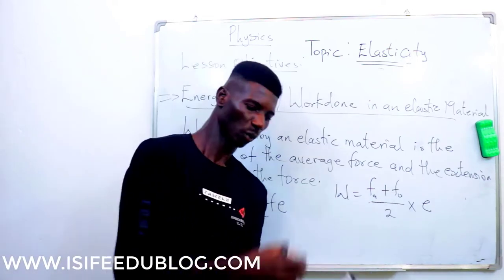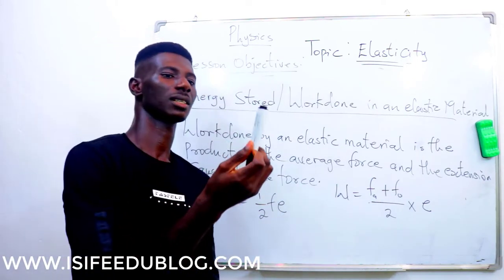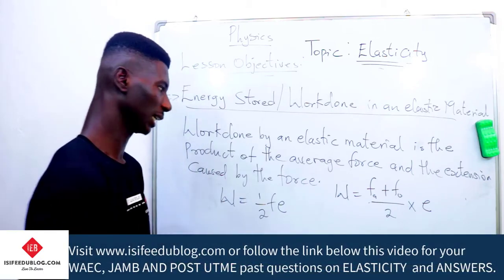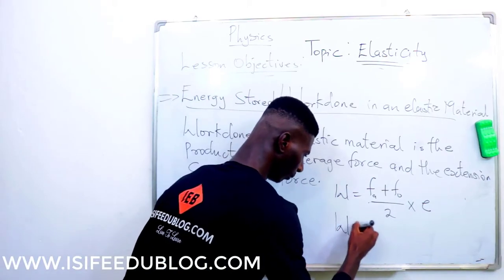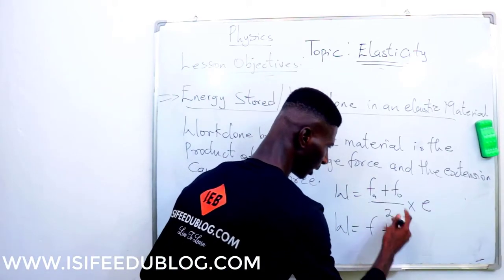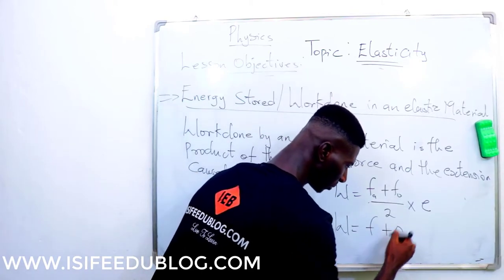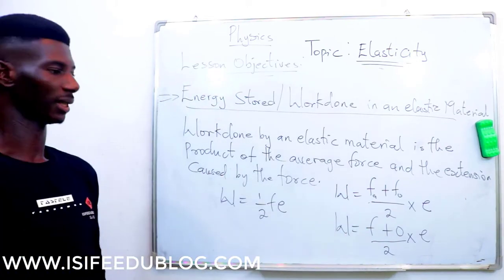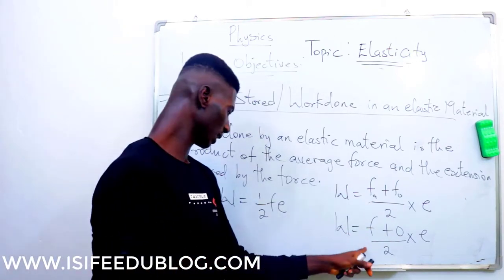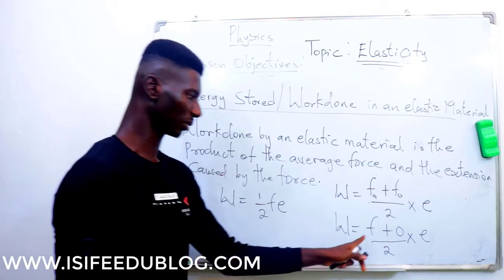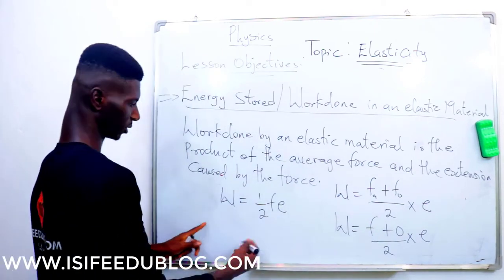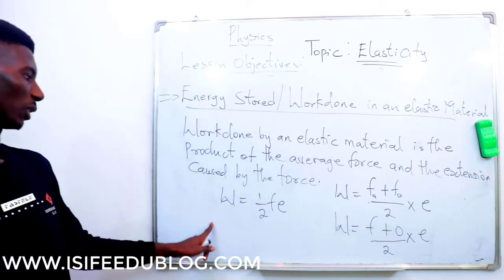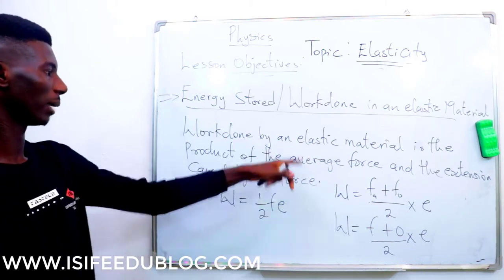But we know whenever something is standing, for instance the elastic material is standing on its own, no force is initially applied. Therefore, this becomes our initial force, which becomes 0, divided by 2 times E. This you will not see in any of your textbooks. Very important. So that's why this formula now changes to this. Now F plus 0 gives you what? F. So you now have F times E divided by 2. So this is the formula for the work done by an elastic material.